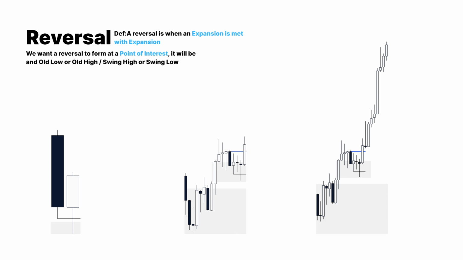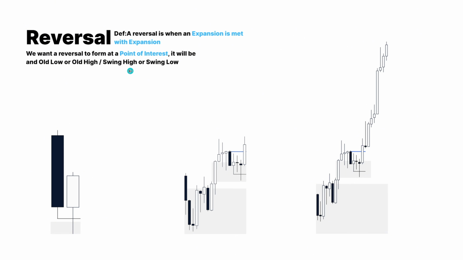Reversal. Reversal is when expansion is met with expansion. Reversal is kind of harder to just simulate, because on the higher time frame it can occur most times, and on the lower time frame it occurs most of the time. But one key takeaway that you want is that expansion is met with expansion. That's a reversal, but where can that reversal form from?